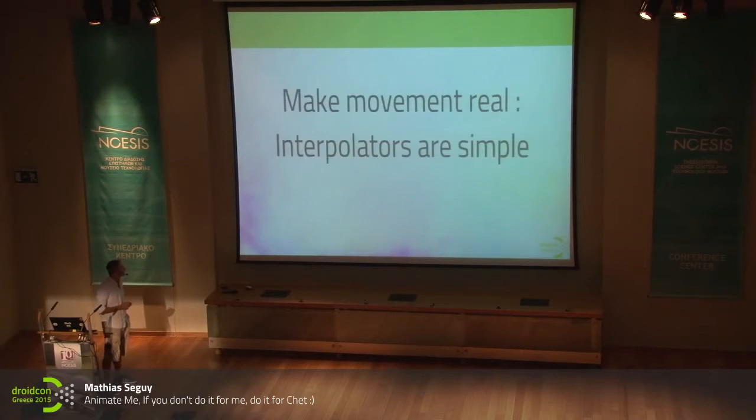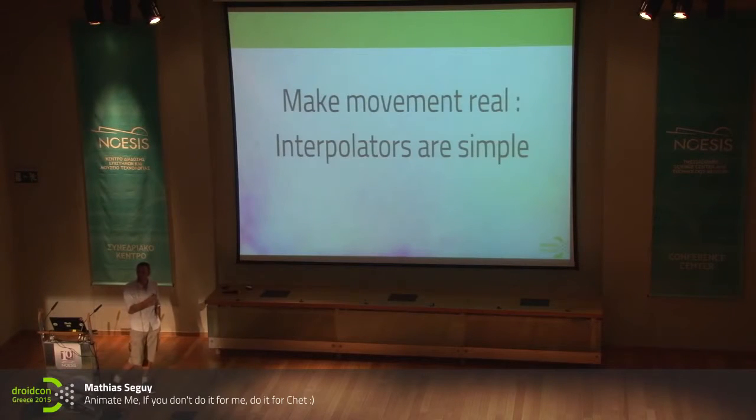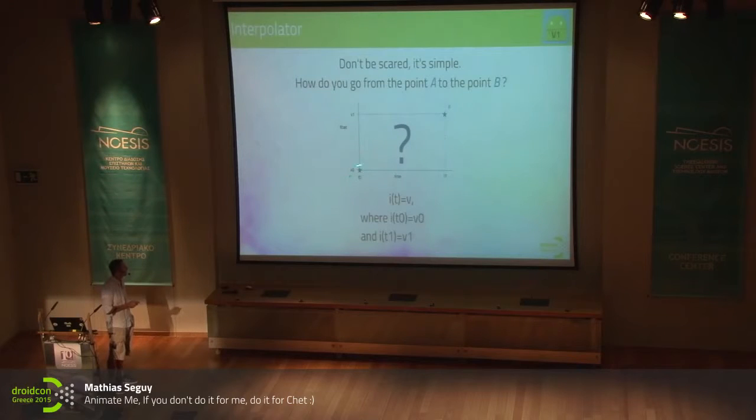Animation is also making the movement real. You need to have the feeling that it's a real movement that can occur in the real world. So we need an interpolator. And interpolators are scary when we talk about them. Everybody is scared. But in fact, it's simple. An interpolator is just a way to go from point A to point B in time. So you have a function of time, we give you a value, and there are two constraints. At time 0, the value is value 0. At time 1, the value is value 1. And an interpolator is just, I go from A to B.